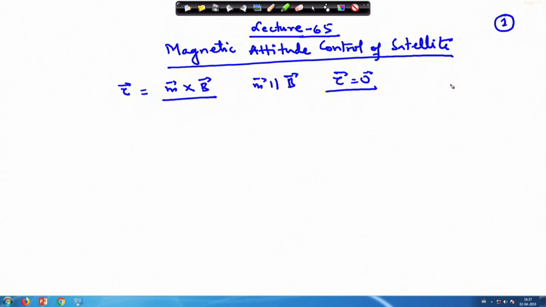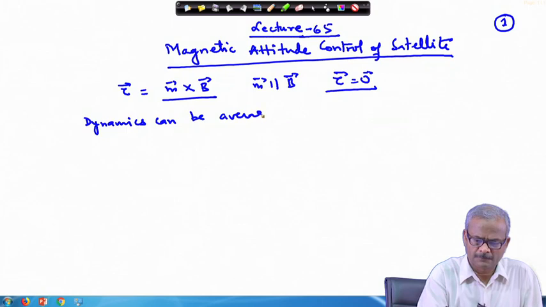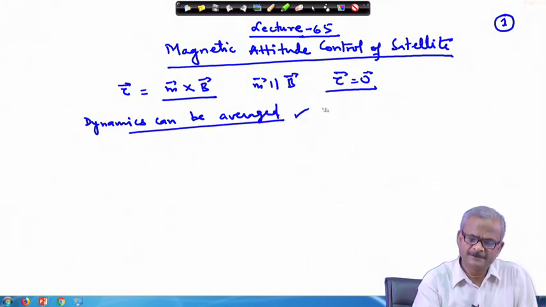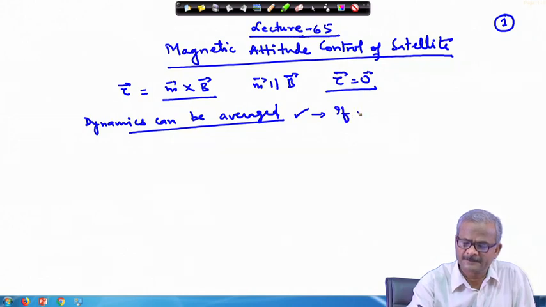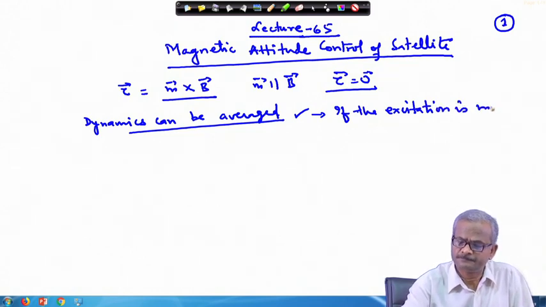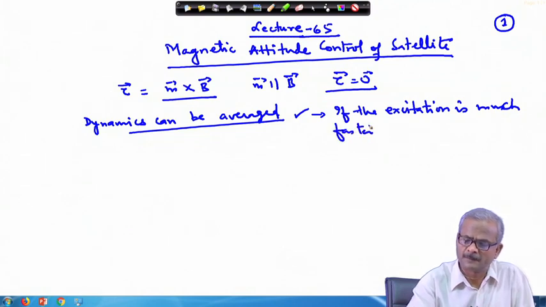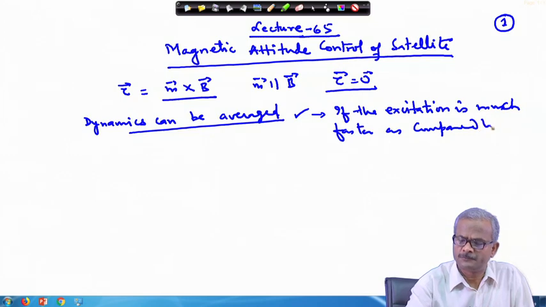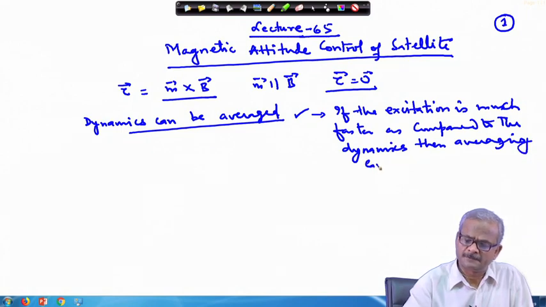Last time I stated that the dynamics can be averaged, and why this averaging is required. I will go through that. I have already stated that if the excitation is much faster as compared to the dynamics, then averaging can be applied.